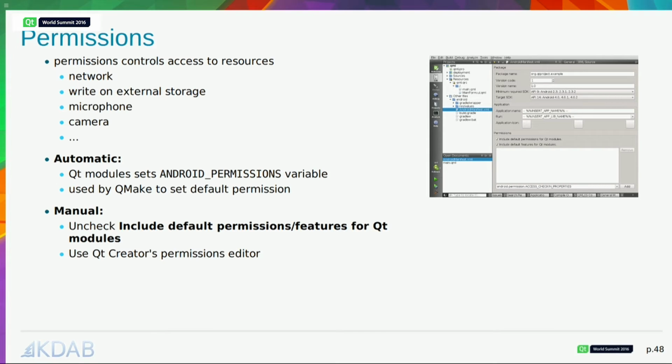First one is automatically, and we know for every single Qt module which permissions it needs, but sometimes there are more than you need. For instance, the multimedia module needs permissions for microphone, for camera, for video, and so on. But if you want to use Qt Multimedia only to play music, you don't need access to microphone or to camera. So you can uncheck the include default permissions and features for Qt modules and use Qt Creator to add all the permissions your application really needs.